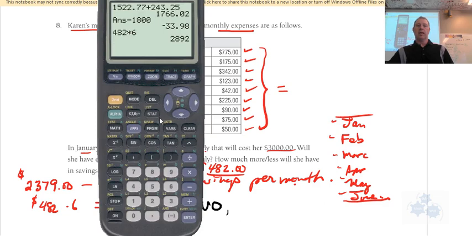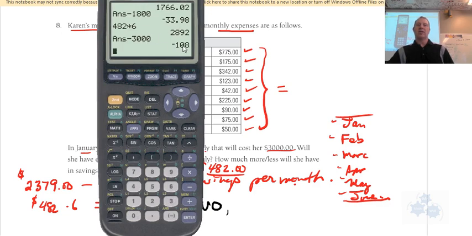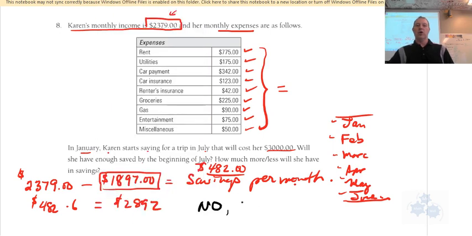A couple hundred? Okay. Well, if we find the difference between that and 3,000, and again, I just subtracted 3,000 from this, the negative number doesn't mean anything, right? It's actually $108 that she is short. See that? So no, she is short $108.